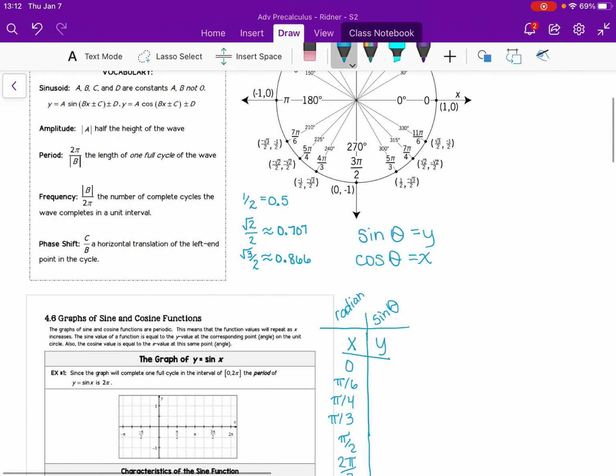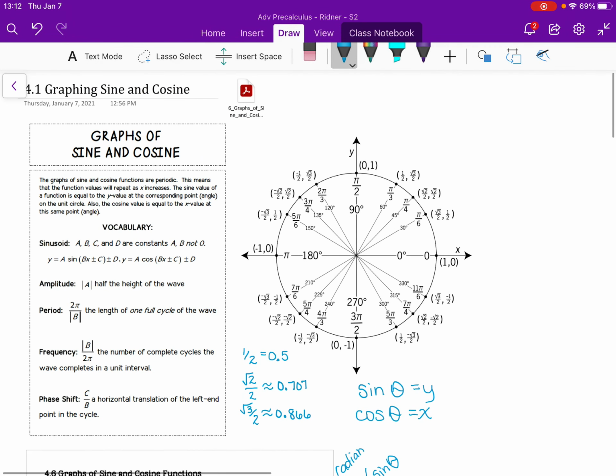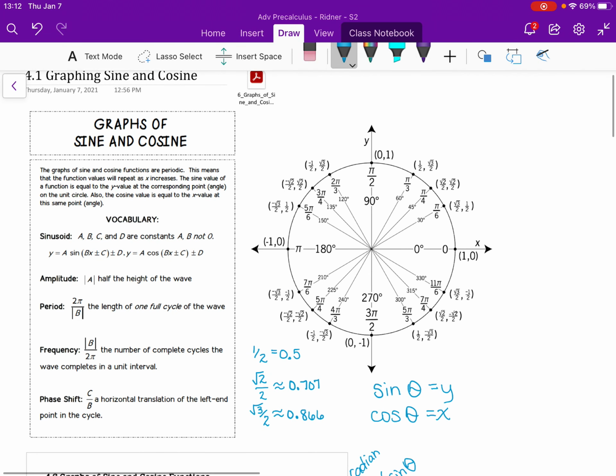All right, guys, we are starting 4.1 graphing sine and cosine, and I'm going to do my best to keep this as short and sweet so that we can spend all of class time practicing what we learn. So you heard that right. We can graph sine and cosine.